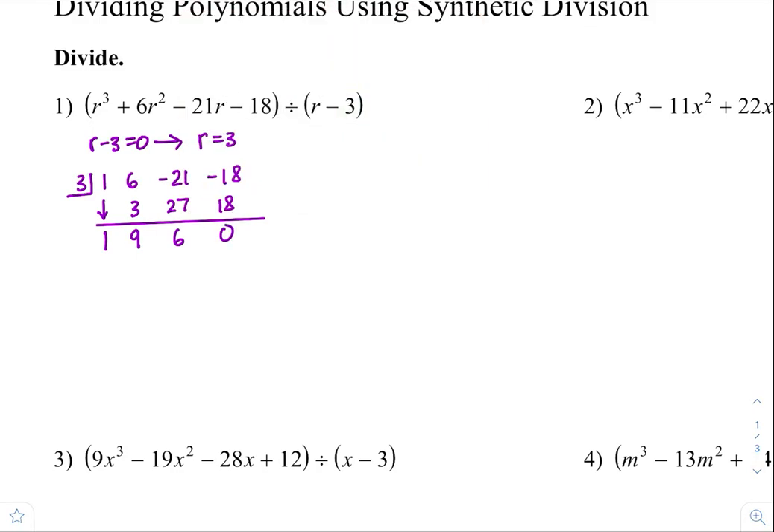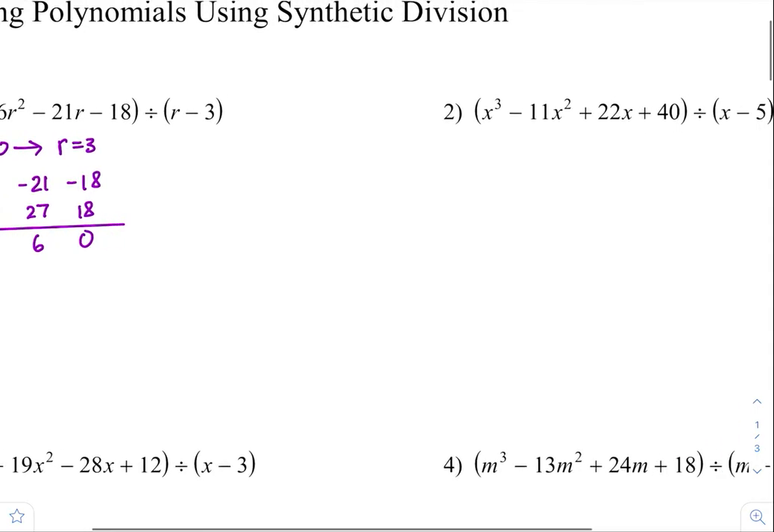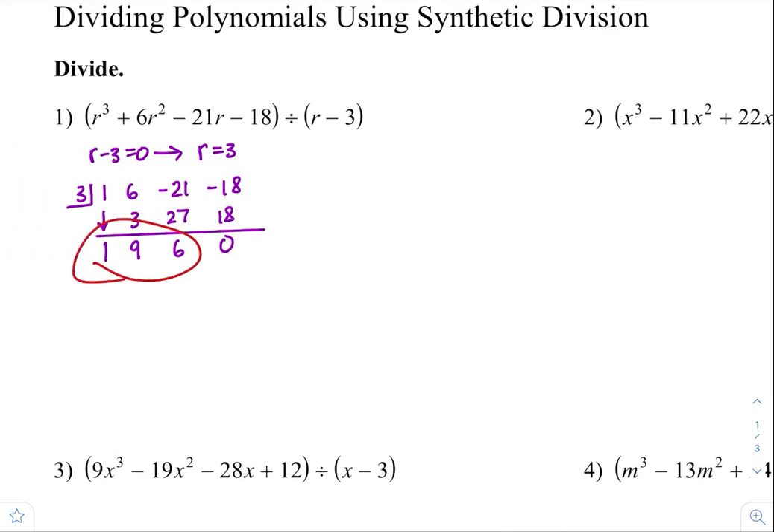And remember, the variables for these coefficients right here start from 1 less than this degree. So that's r to the third, so we're going to have r to the second. This one will be r to the first, and that one will be r to the 0, which is just 1. So your final answer should be r to the second plus 9r plus 6. That is your polynomial.